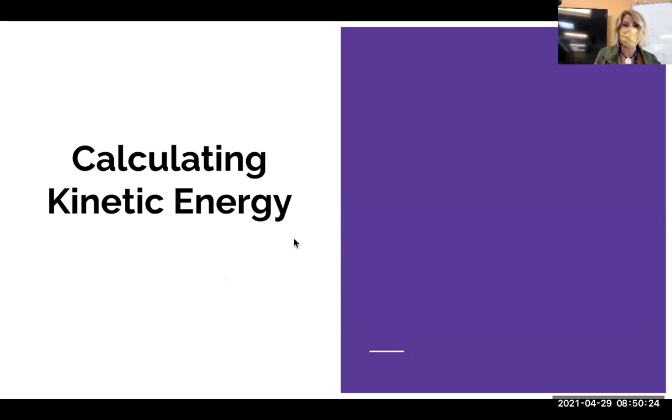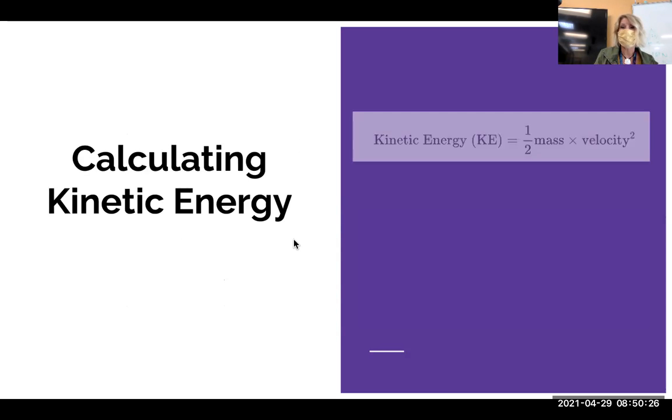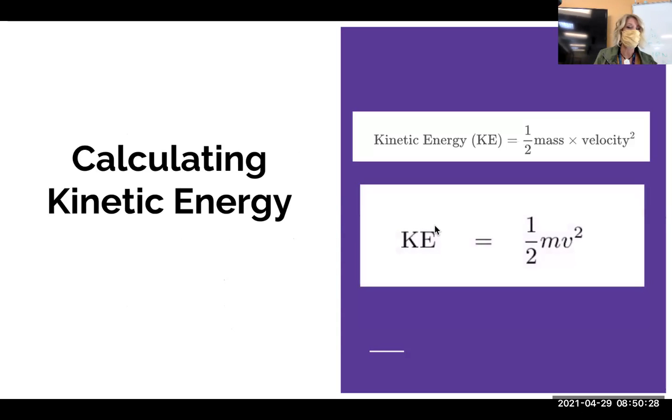All right, calculating kinetic energy. So the formula that we're going to use for this is kinetic energy is equal to 1/2 the mass times the velocity squared. Okay, so the half is in there for every problem because it's part of the formula. And then the mass and the velocity are the two values that you're going to be given in the word problem to solve for kinetic energy, which, as a reminder, the SI unit for this is a joule.